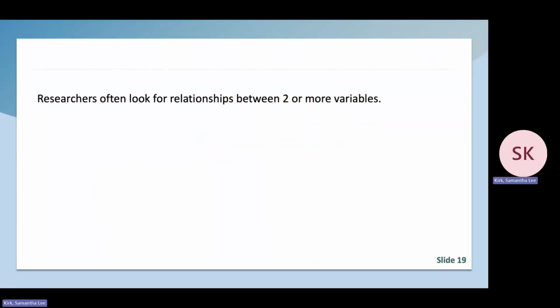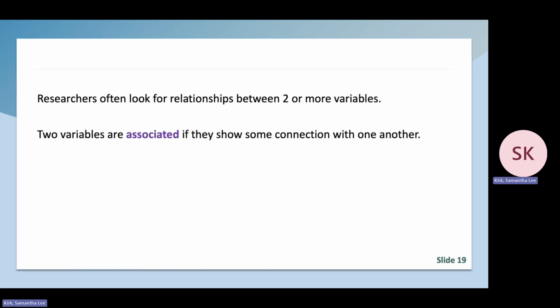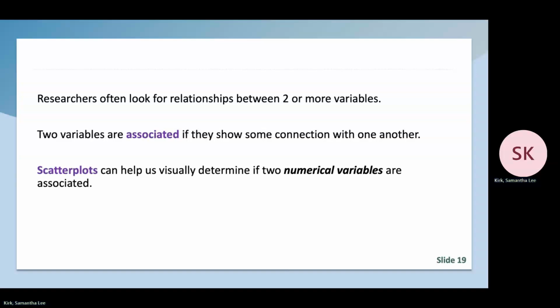Researchers often look for relationships between two or more variables. We say that two variables are associated if they show some connection with one another. Scatter plots help us visualize if two numerical variables are associated. Whenever we use scatter plots, we're always working with numerical variables. So maybe we think shoe size and height of a person are related in some way, and we can visualize that with a scatter plot. A scatter plot is just a bunch of dots, and each dot represents a person and two variables associated with that person. Let me give you a few examples.